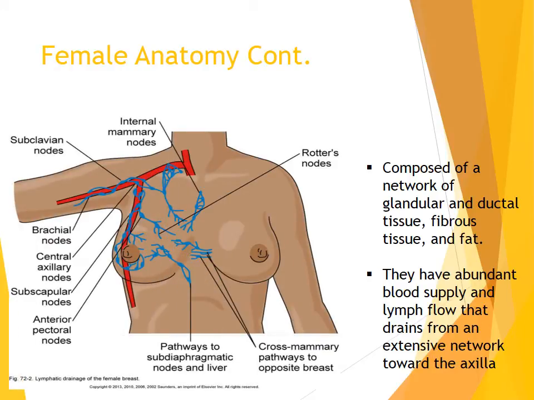Continuing with the female reproductive anatomy, the breasts are a pair of mammary glands, which are an accessory of the reproductive system. Here is a diagram of the female breasts, and you will need to refamiliarize yourself with the anatomy. Breasts are composed of a network of glandular and ductal tissue, fibrous tissue, and fat. They have an abundant blood supply and lymph flow that drains from an extensive network towards the axilla.